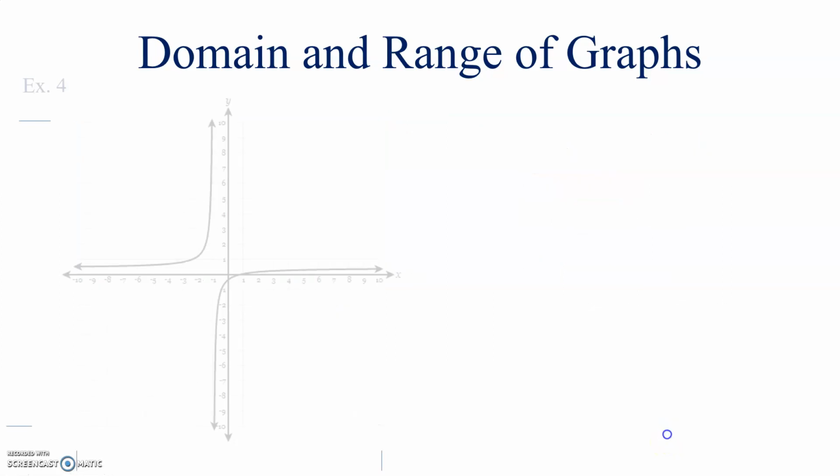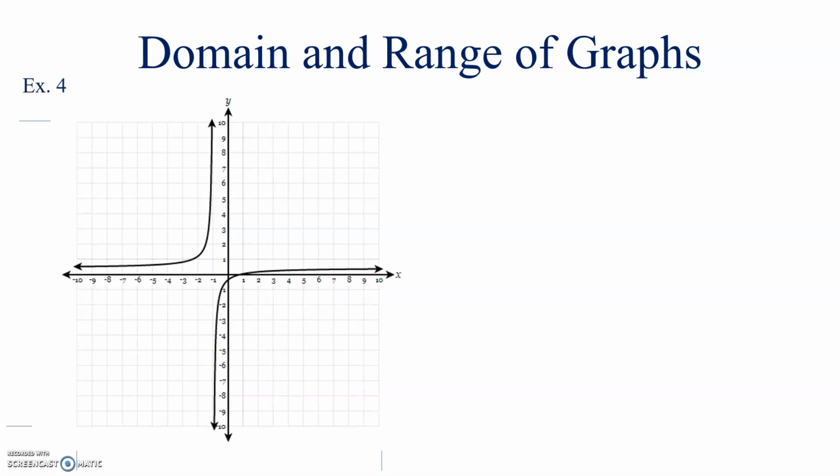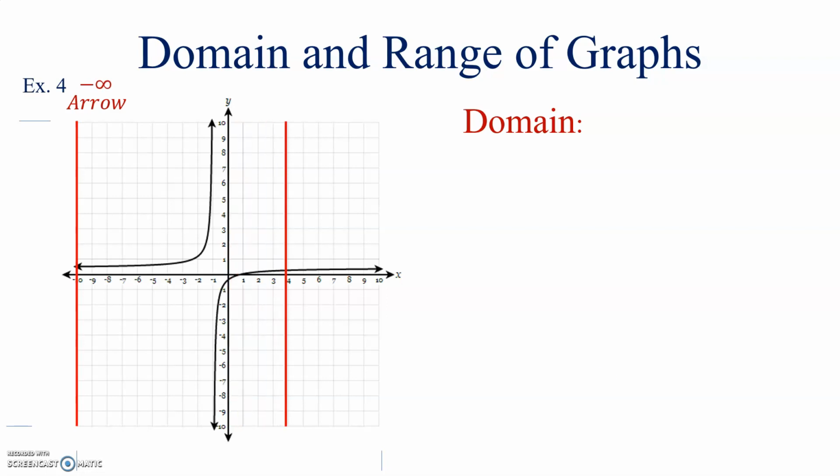Let's look at the next example. All right, even a little bit more different. So let's first look at the domain. Domain again goes as far left, far right. Looks like this thing initially goes as far left as the arrow. And again, because I'm going left, that's negative infinity. And when I go to the right, it also hits the arrow.